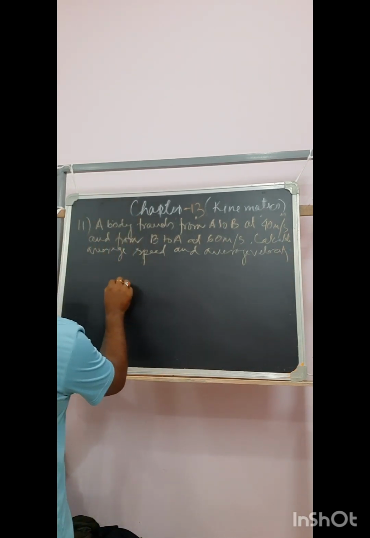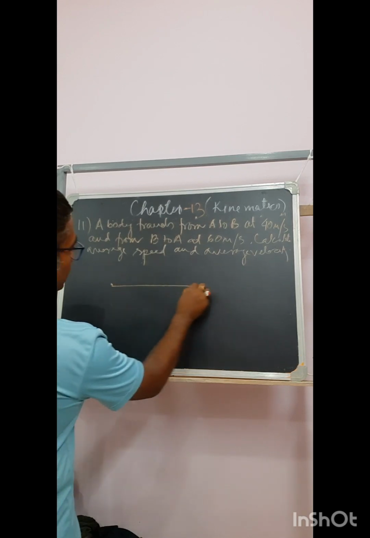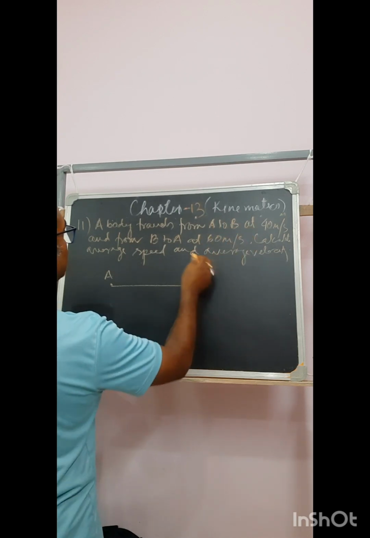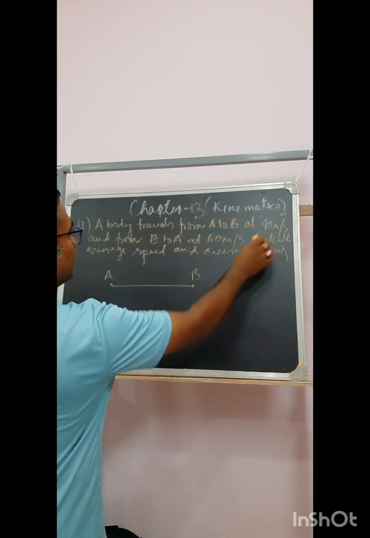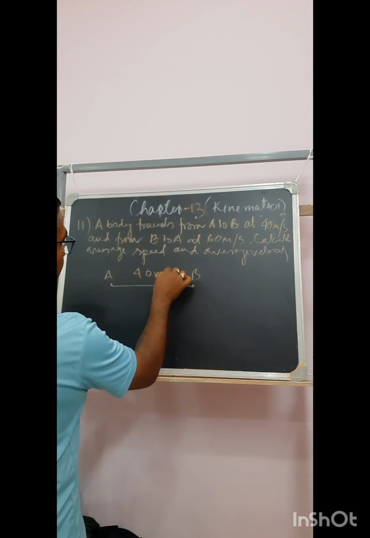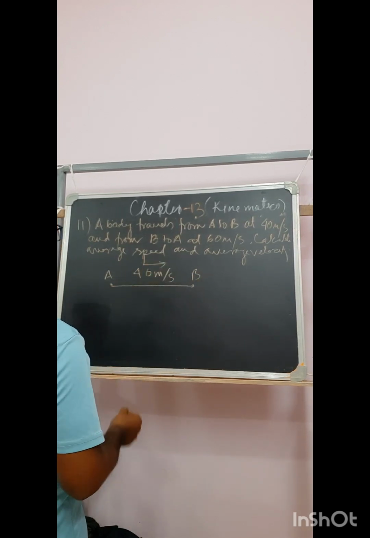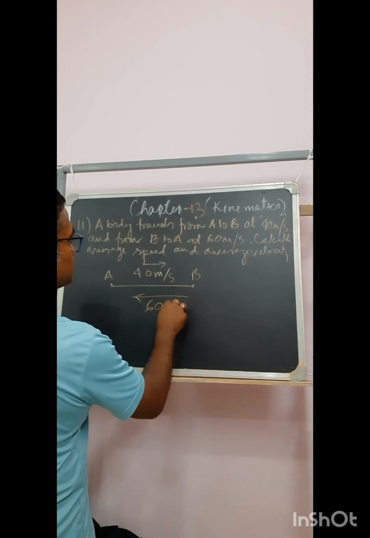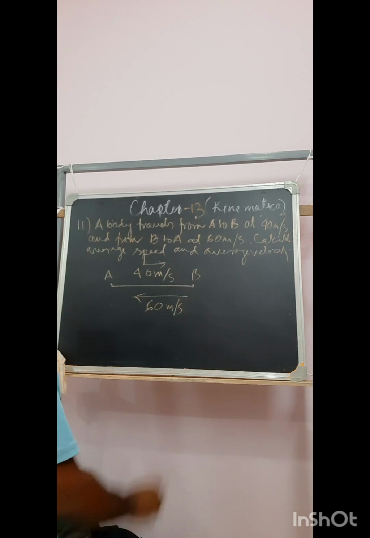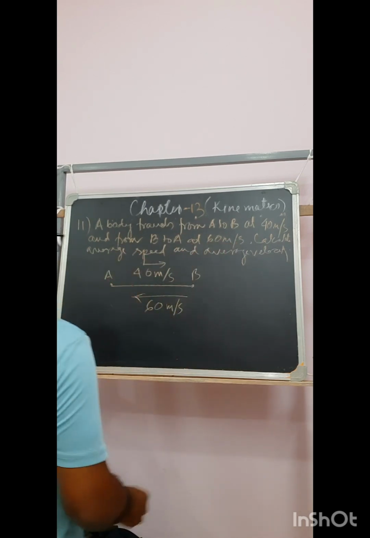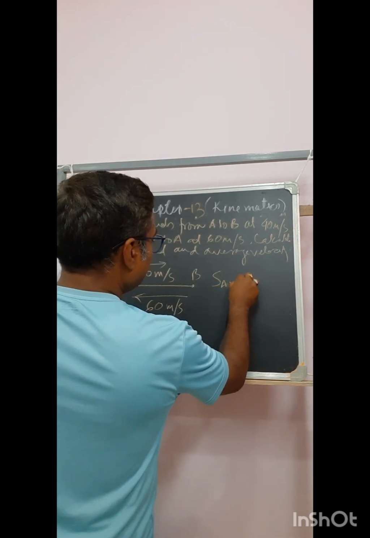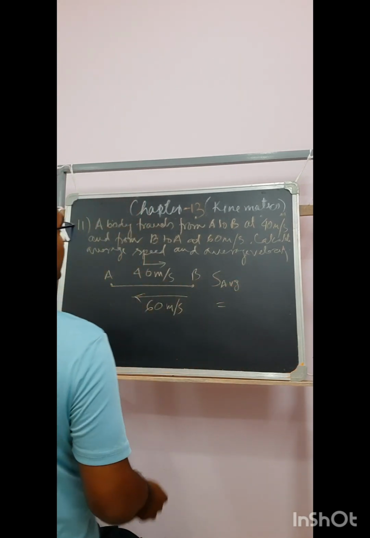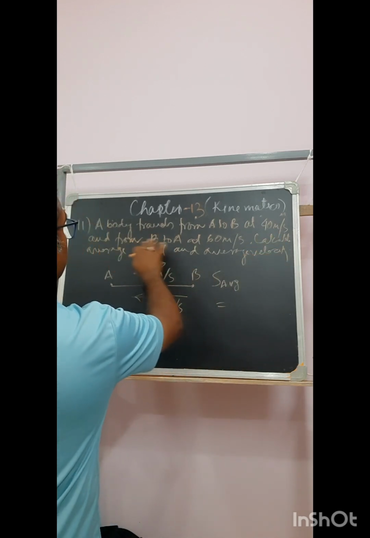This time, the same problem, we started from A, gone to B, and from here the body travels from A to B at 40 meters per second. When it is moving A to B, it is moving with 40 meters per second, and from B to A, when it is coming back, it has increased its velocity to 60 meters per second. Calculate the average speed. So average speed, you know, is the total distance by total time. So time is not given.